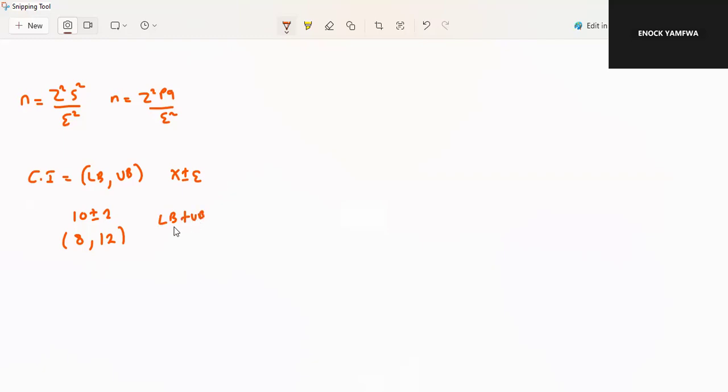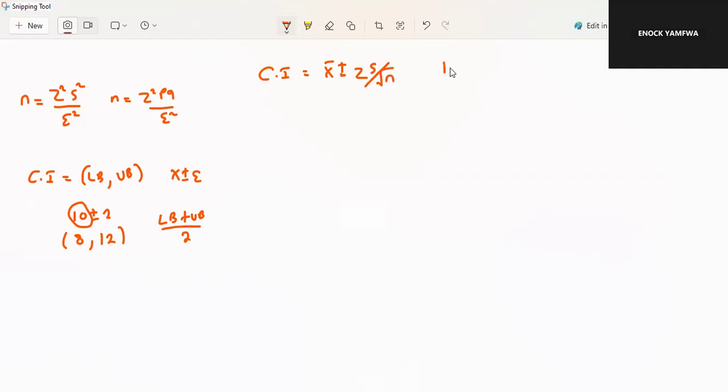So in this case, we go back to the mean. Our mean was 10. How do we get this 10? We add 8 plus 12 is 20, divided by 2, we get the 10. So we also looked at the Z values that we need to know. The formula for confidence interval is simply given by mean plus minus Z standard deviation over square root of n.